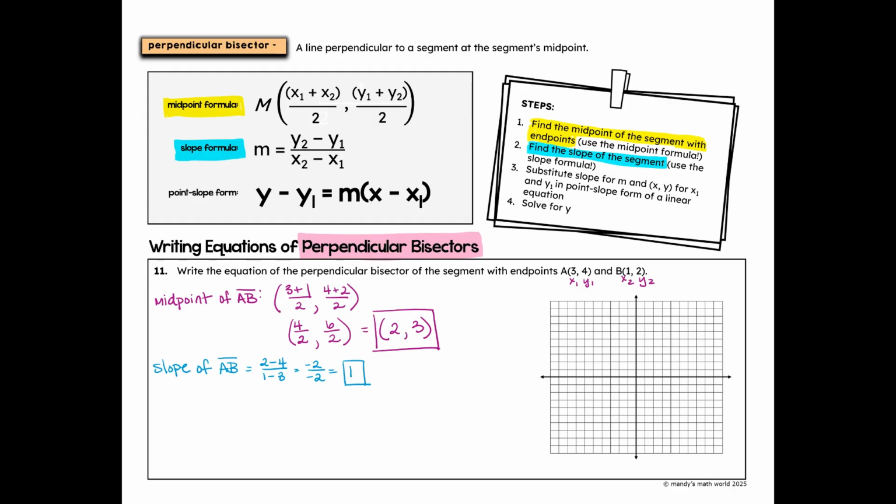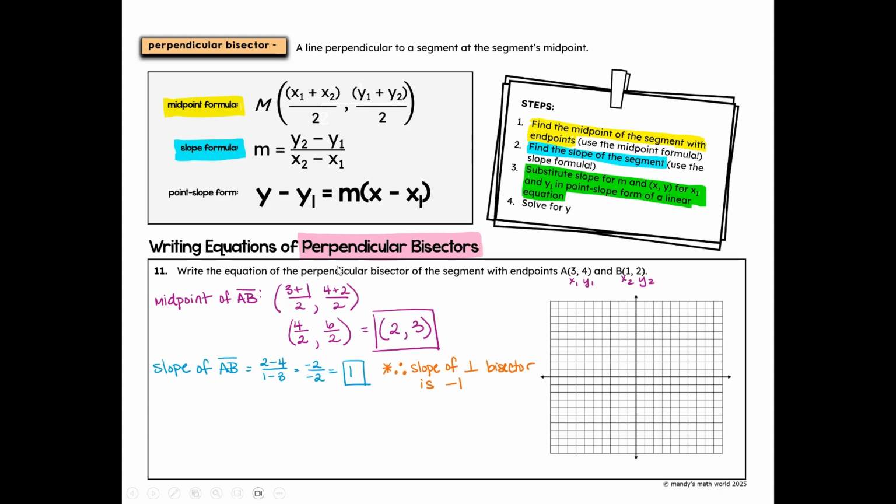And remember, we're finding the equation of the perpendicular bisector. The slope of segment AB is 1, which means the slope of the perpendicular bisector is going to be negative 1. That's the opposite reciprocal, and 1 is just like 1 over 1. So the slope of the line perpendicular to it is negative 1. The next step is to substitute the slope for m and the midpoint for x1 and y1 in point slope form of a linear equation.